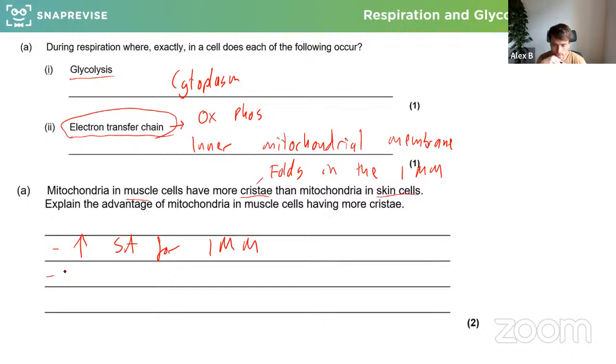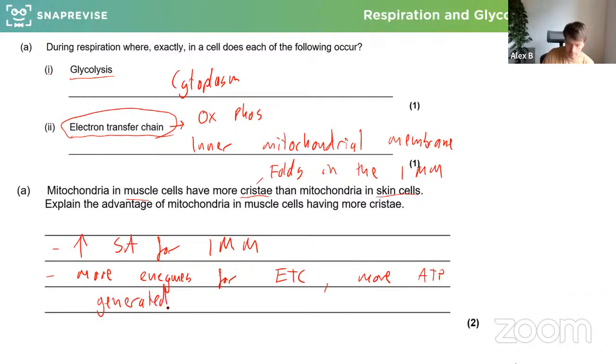Then yeah, something like more enzymes for ETC. See? And you could therefore say like more ATP generated. Nice.